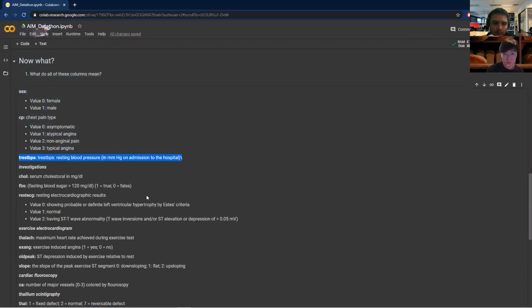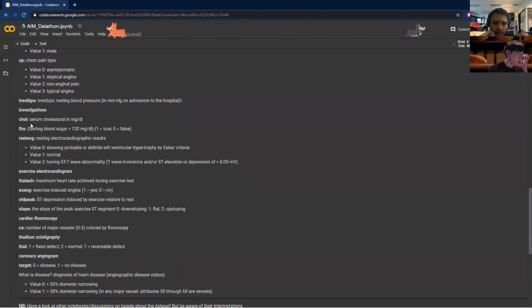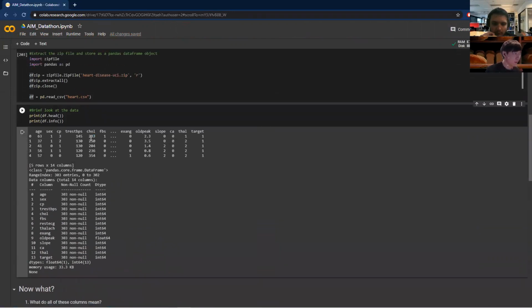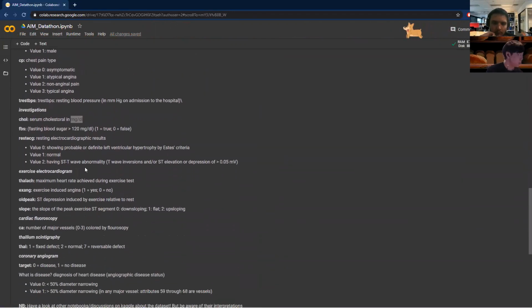And the rest BPS stands for the resting blood pressure that they also measured when the patients came in during their history. So this is all directly obtained from the patient during the history. And then they also have some values they've obtained from investigation, which would have happened after they've taken the history. And chol stands for cholesterol, serum cholesterol, and the units for that are milligrams per deciliter. So that's what each of these numbers mean.